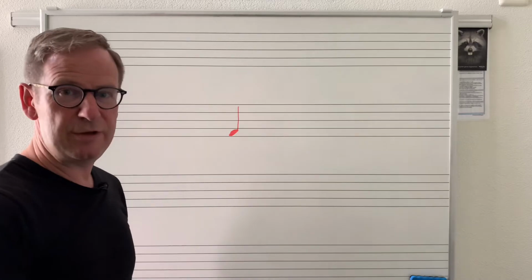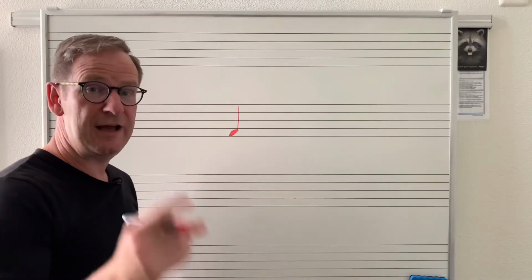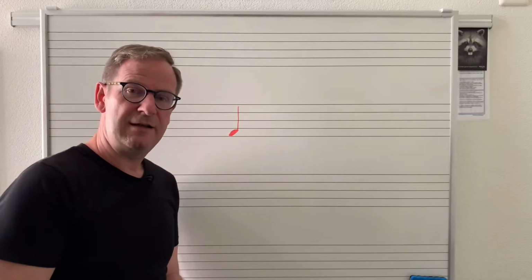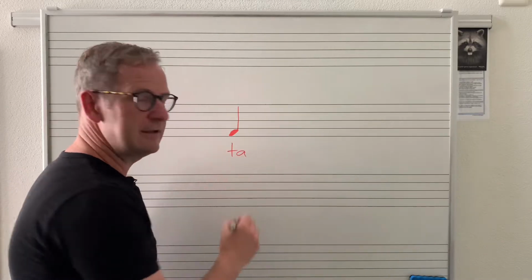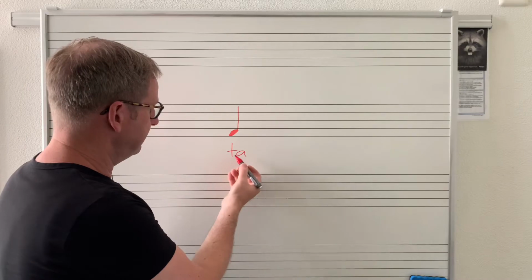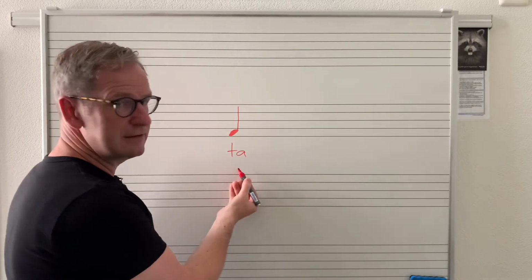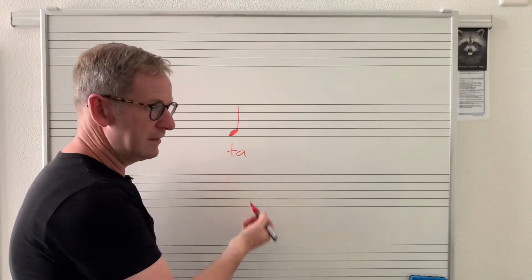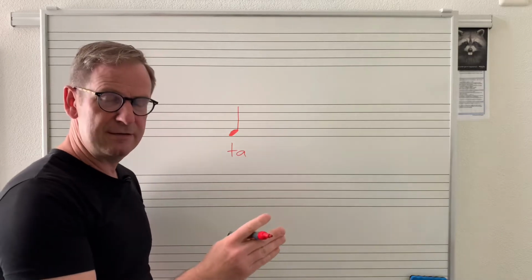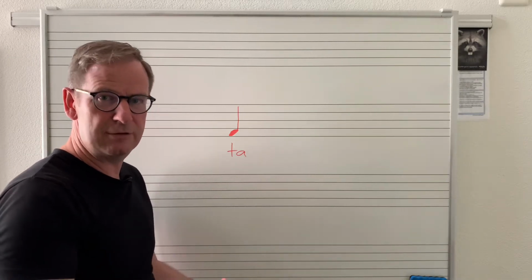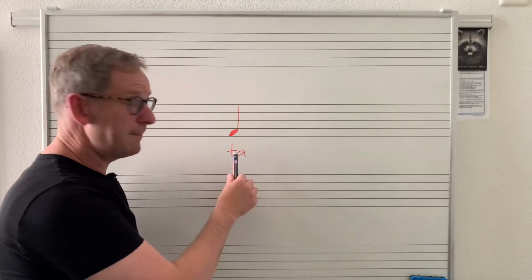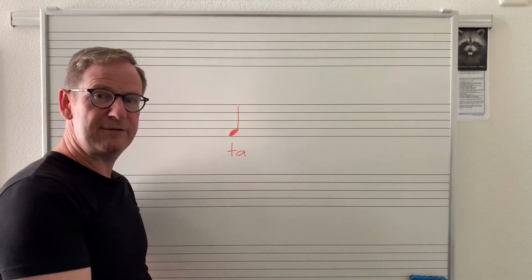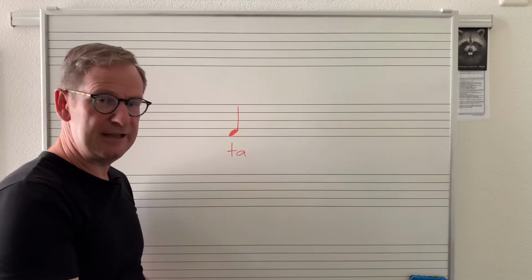This one has one beat, it's a quarter note, and in this language it's called ta. And every time you have this ta, this syllable, there is a beat. 1, 2, 3, 4, and so on. That's the first thing. That's the basis of all the rest of this language.